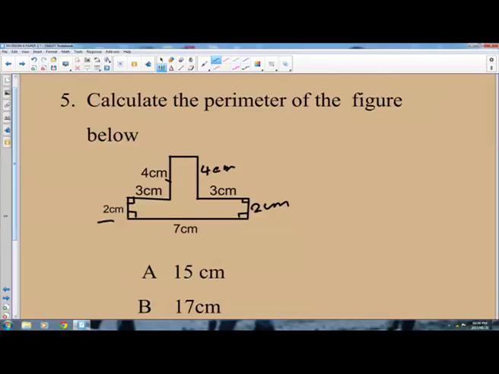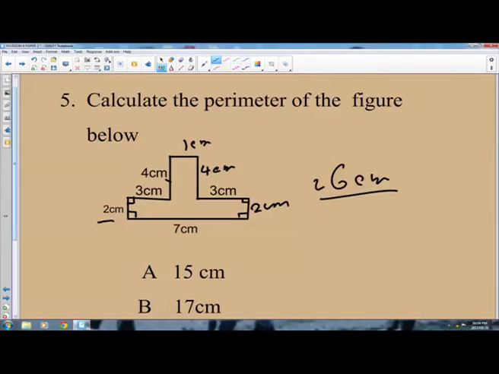And then 3 plus 3 is 6. But then the side opposite the 3 and the 3 has a 7. So it means the top part here will be 1 centimeter. And then we can now add all these dimensions. 7 plus 2 is 9, plus 3 is 12, plus 4, 16, plus 1, 17, plus 4, 21, plus 3, 24, and then plus 2, 26. So the perimeter of this shape is 26 centimeters.